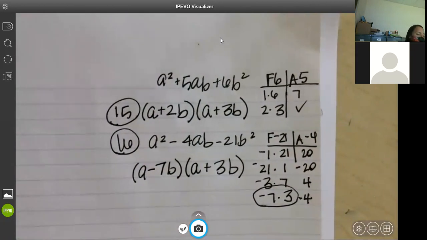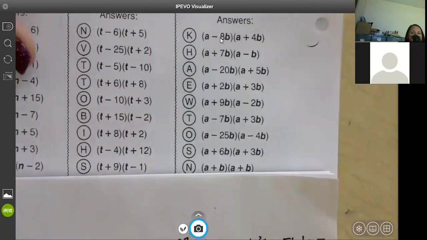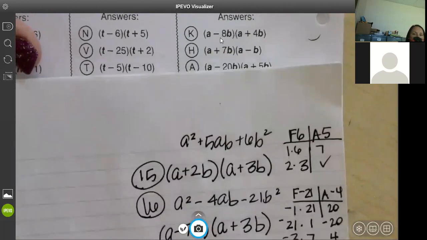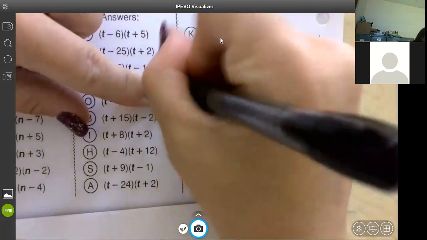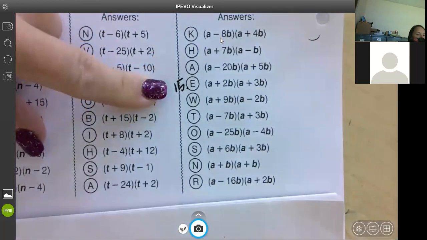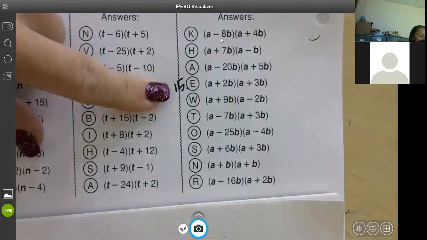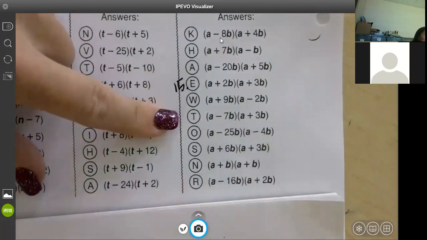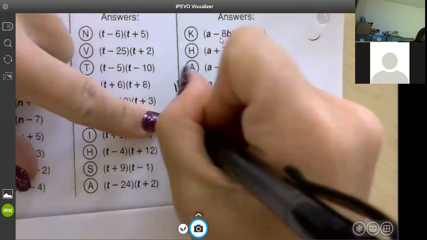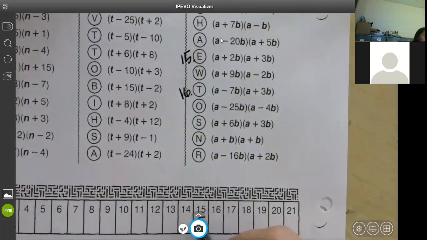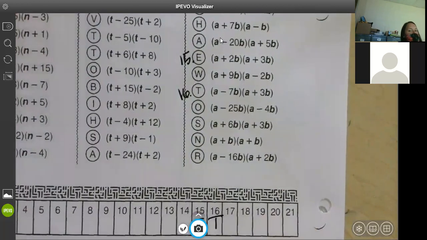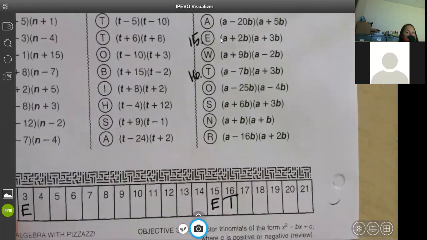You do the same looking at the bottom. So the first one was A plus 2B and A plus 3B. So 15 is E. And then A minus 7B and A plus 3B was 16. So 15 is E and 16 is T. Any questions? So again, the only difference in these, you work these the same way, you just put a B on the end.